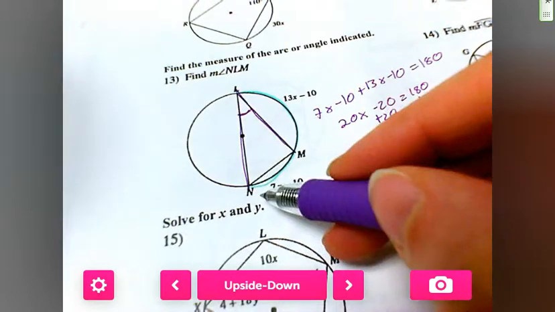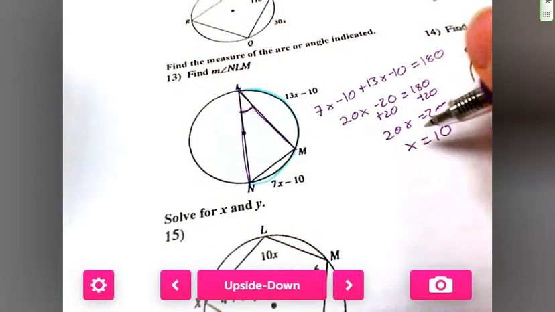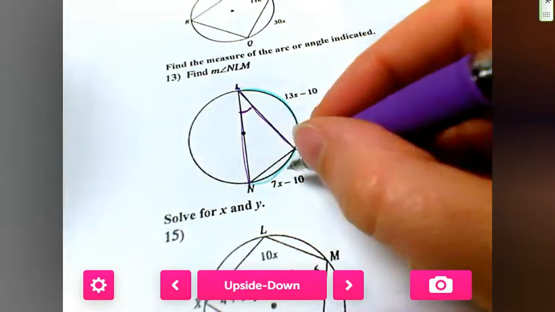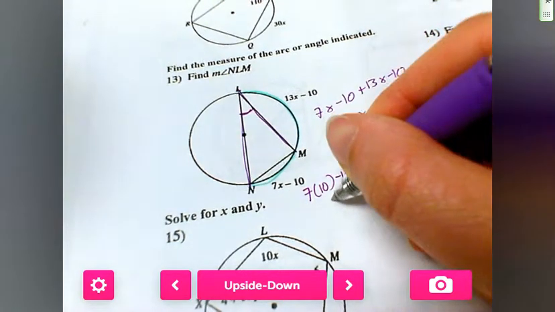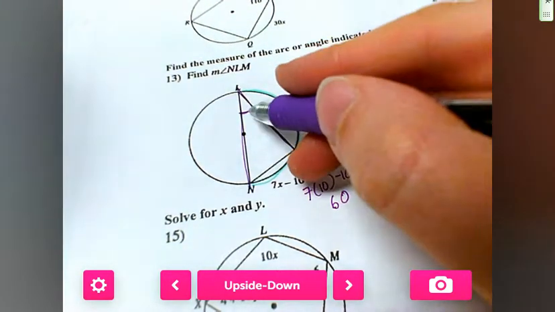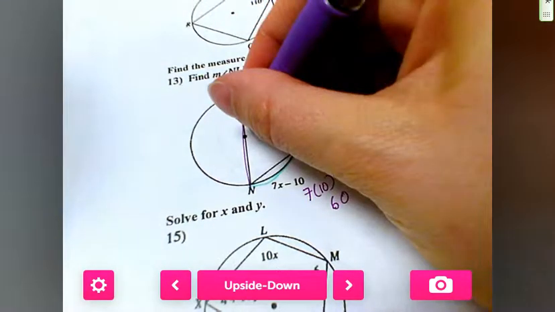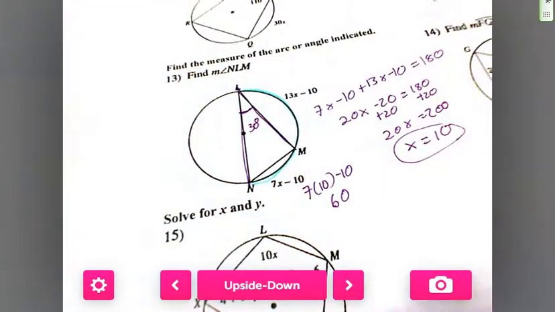So now, this is a lot of steps, right? I've solved that part, but that's not my answer. I have to plug it in. 7 times 10 minus 10 is 60. And then what's half of 60? 30.